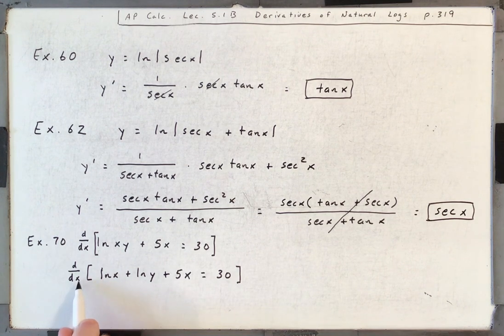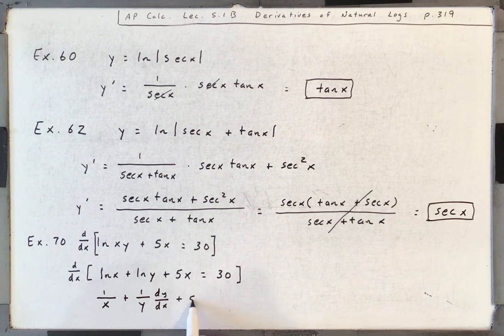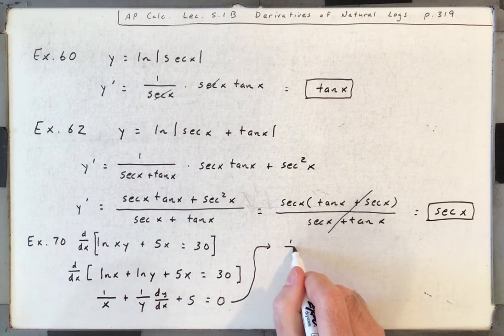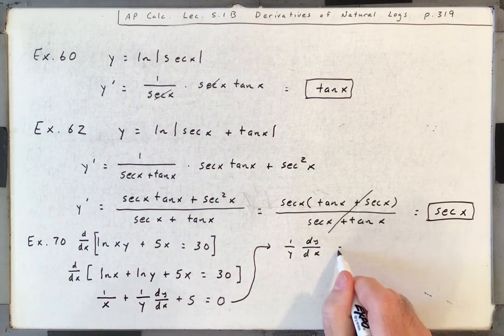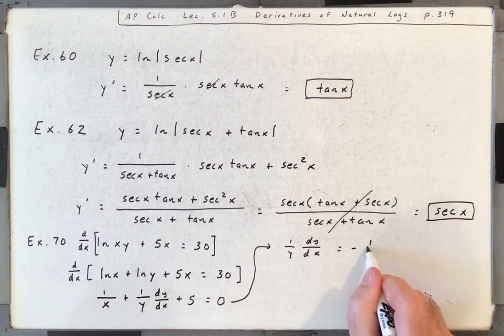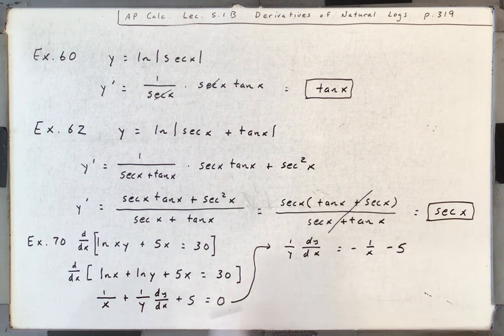All right. We're taking the derivative with respect to x. That's going to be 1 over x. For natural log of y, it's going to be 1 over y dy dx, because we're taking this with respect to x, plus 5 equals 0. All right, we want to put 1 over y dy dx, put all of that on the left and move everything else over to the right. So equals minus 1 over x minus 5. So I took that 1 over x and 5, moved it over to the right.